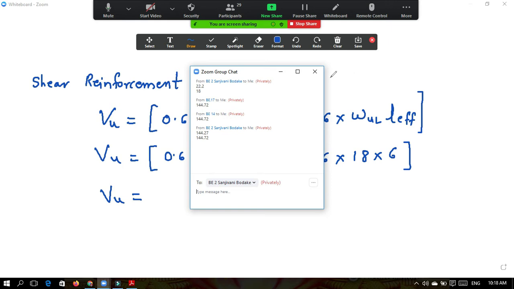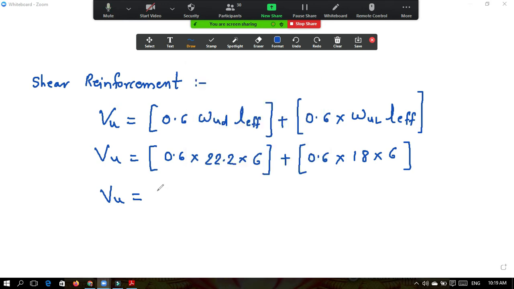Share this answer in the chat to all, so that others will also confirm the answer. So now it is 144.72 kilonewton. So this is our value of shear force, 144.72 kilonewton. Now after the calculation of this value, we are going to calculate nominal shear stress.